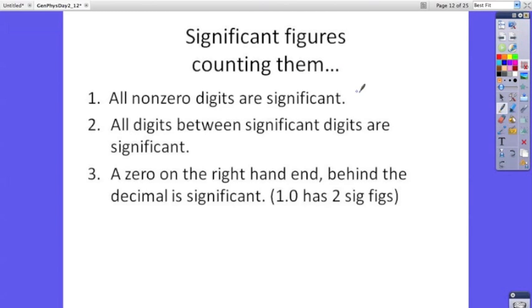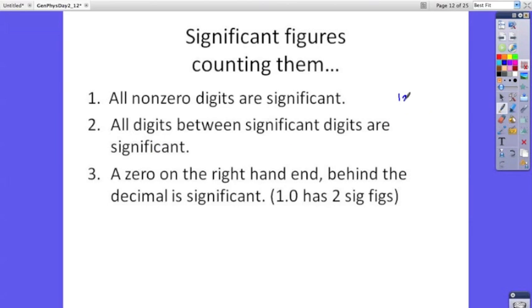Counting significant digits. Well, really the only thing we have to worry about is zeros, because all non-zero digits are significant. So if you see a 1 or a 7 or an 8, those are all significant. Zeros might be, and they might not be, and you have to figure out when they are and when they are not. Well, the first thing is, if a digit is between two other significant digits, it's significant.